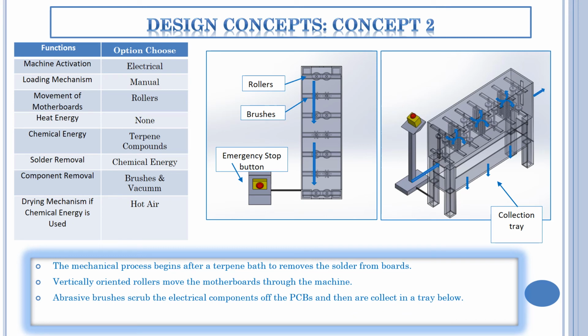The dislodged components, some of which may be flung onto the walls of the machine, fall into a collecting tray below. The electrical components can then be collected in the tray for future recycling. The fiberglass reinforced PCBs are fed out on the other side of the machine, where they can be manually collected and stored for recycling. There is an emergency stop that can easily be accessed.